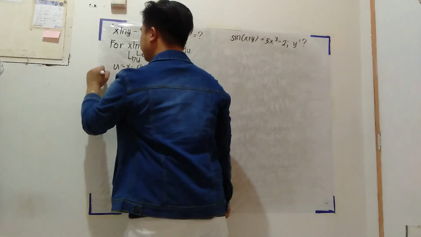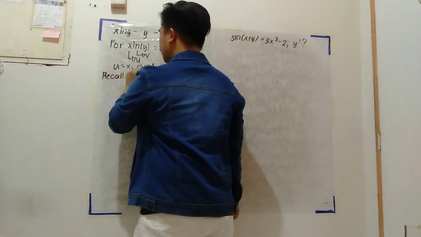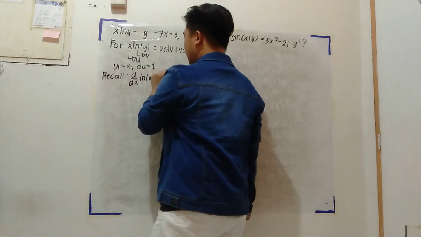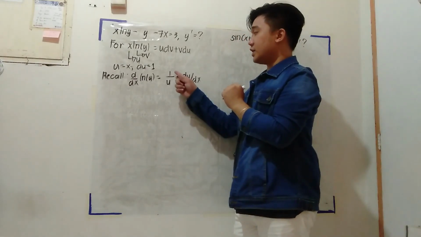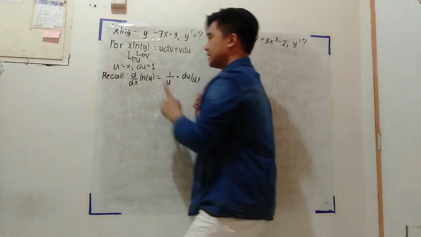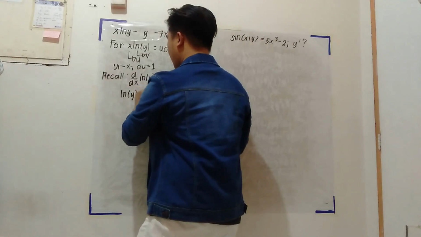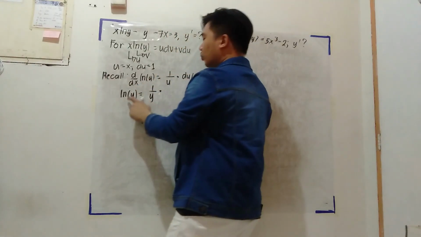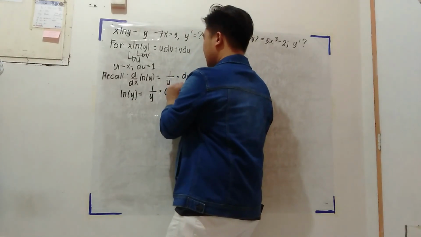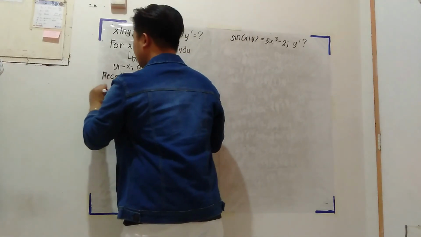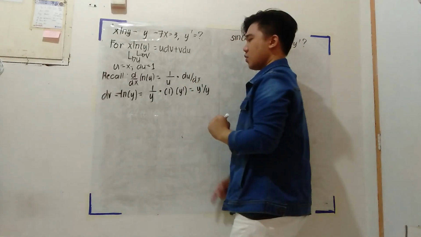And then for ln of y, recall guys, that if you're differentiating ln of u, that is equal to 1 over u times du dx. Okay? So, 1 over u times du dx. So, for ln of y, its derivative is equal to 1 over y times the derivative of y. Dahil dinifferentiate ko ang y, lagyan ko ng y prime. So, my dv is equal to y prime over y.